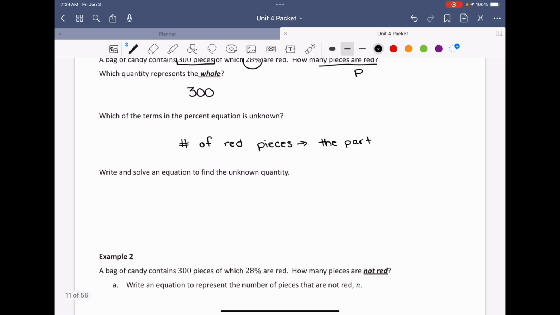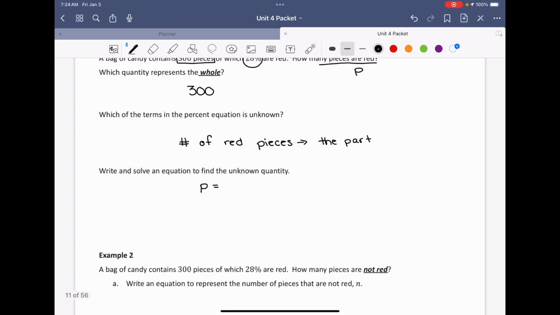Now we're going to solve an equation to find this. Remember, write your equation first. Part equals percent times whole. And we're going to create our little cheat sheet. Part equals x. Percent equals, now remember, 28% has to get changed to a decimal. So that becomes 0.28 when we divide by 100. And the whole is 300.